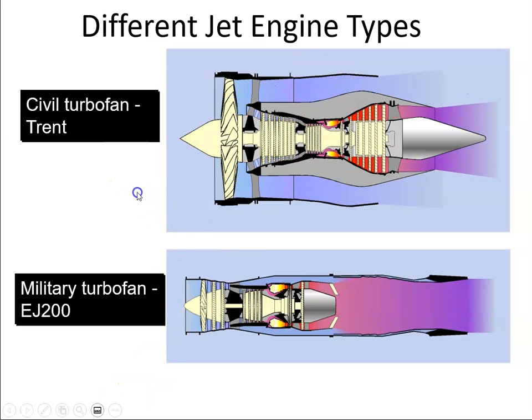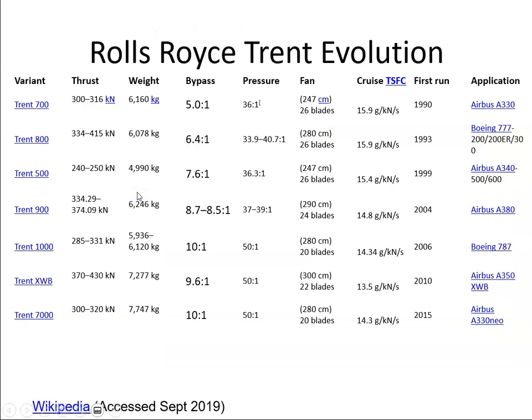Okay, so we've turbojet, turbofan, and just to show you some examples from Wikipedia here, we have bypass ratios from 5 to 1 up now to 10 to 1 on the Trent 7000, which is on the Airbus A330neo. And we have a 10 to 1 on the Boeing 787. Earlier aircraft, say the Boeing 777 for example, had a bypass ratio of 6.4 to 1. So the more modern equivalent of this would be the 787, and that's up at 10 to 1. So there's a big change in the bypass ratios.